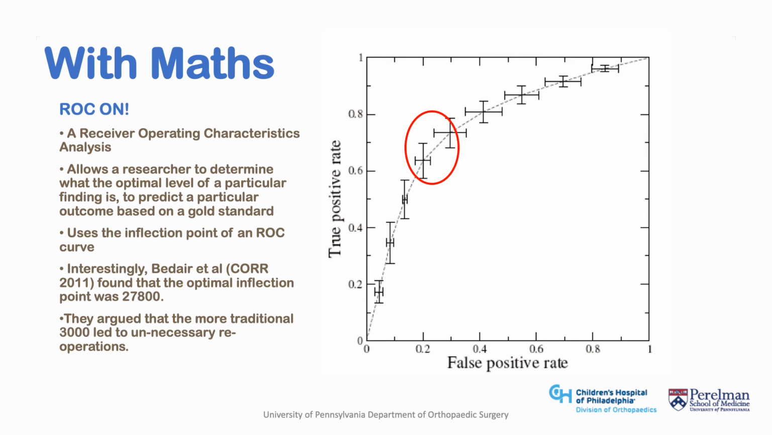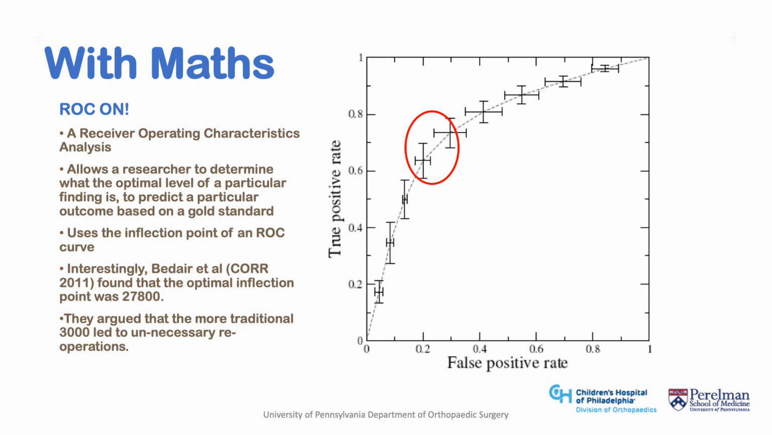You can use math to determine an optimum cutoff. A receiver-operator curve, or receiver operating characteristics analysis, can help figure out which level would optimize sensitivity and specificity. This curve references off the gold standard, so in this case, the gold standard would be a determination of actual infection status. The inflection point of the curve would indicate optimal sensitivity and specificity.